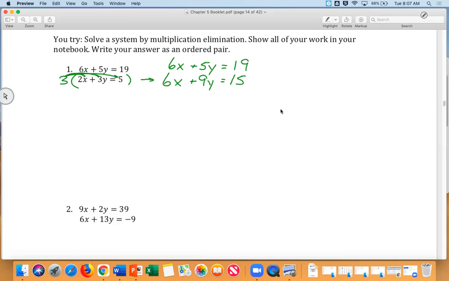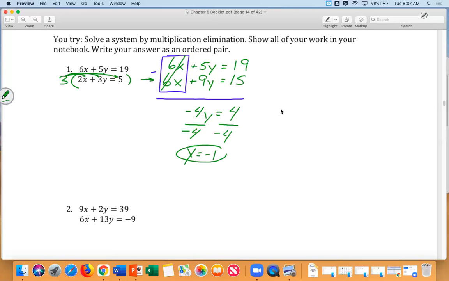All right, so we chose to get rid of the x's. All right, so we box them in. We're going to subtract. 6 minus 6, that's 0. 5 minus 9, that's -4. 19 minus 15, that's 4. Divide by -4, and we get y equals -1.